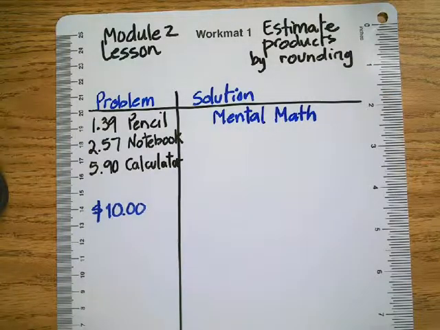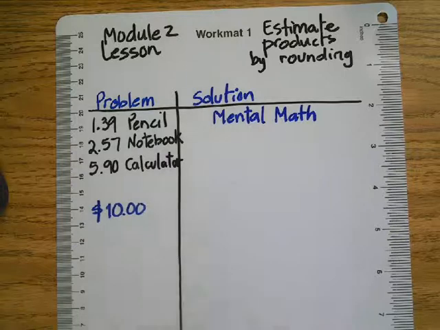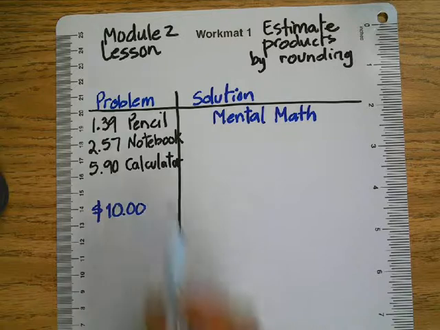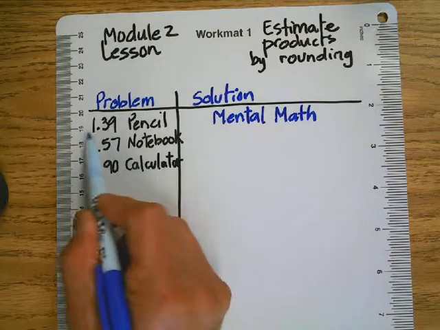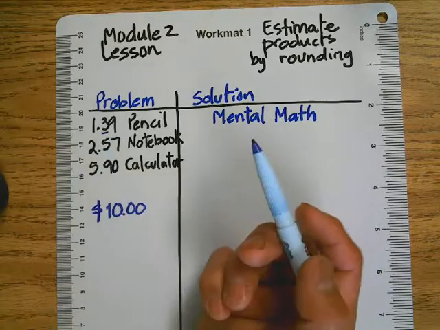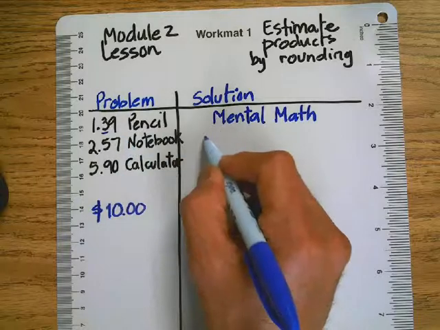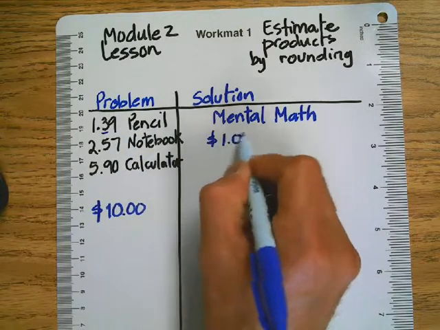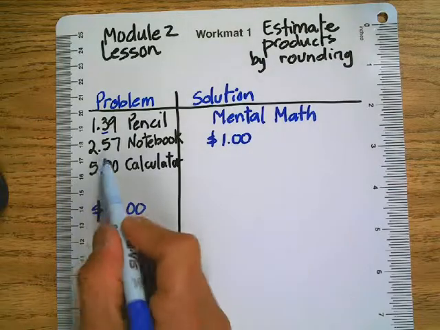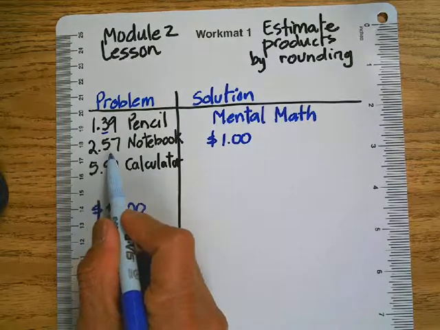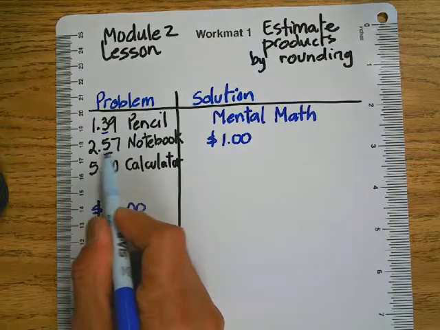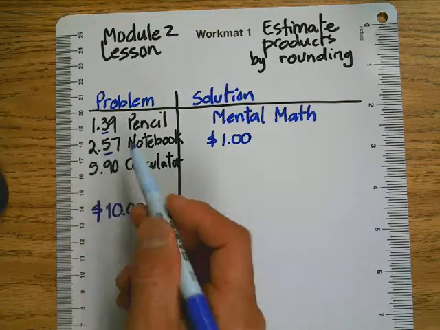So for example, if you know how to round, and rounding has a lot to do with which is the fastest or easiest way that I can round a number to add it up quickly. In this case, if we round $1.39, we look at the tenths. That number is between $1 and $2, so the pencil probably rounds to $1. And the notebook is $2.57, and we can round up because 50 is more than half. So now we're going to round that to $3.